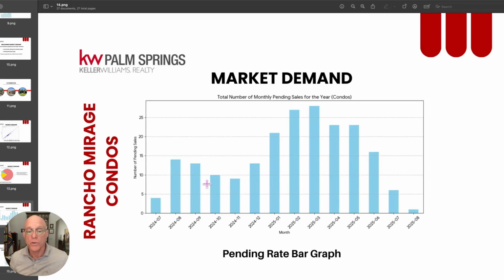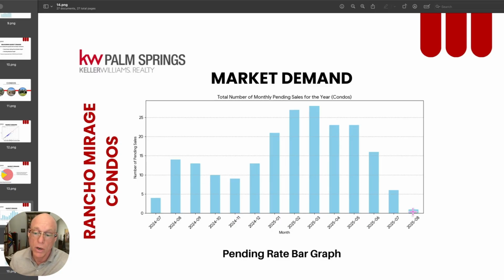Market demand can also be looked at in terms of pending rate. Now, when a property goes on the market, it's considered active. Once a buyer makes an offer and there are contingencies, ways for the buyer to get out of the deal, it becomes active contingent. And then once all the contingencies are removed, it is a pending sale. And by that, it means if the buyer were to back out, they would lose their earnest money deposit.